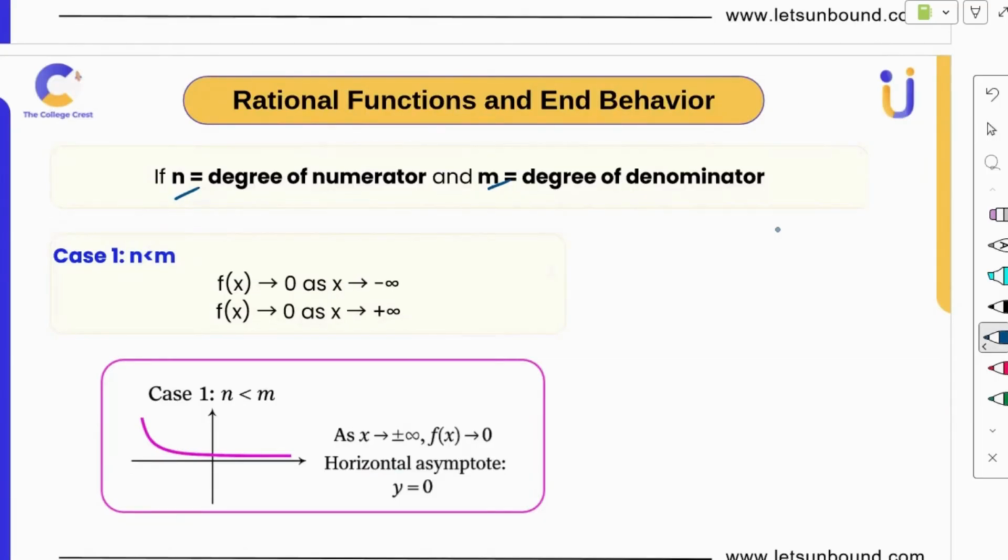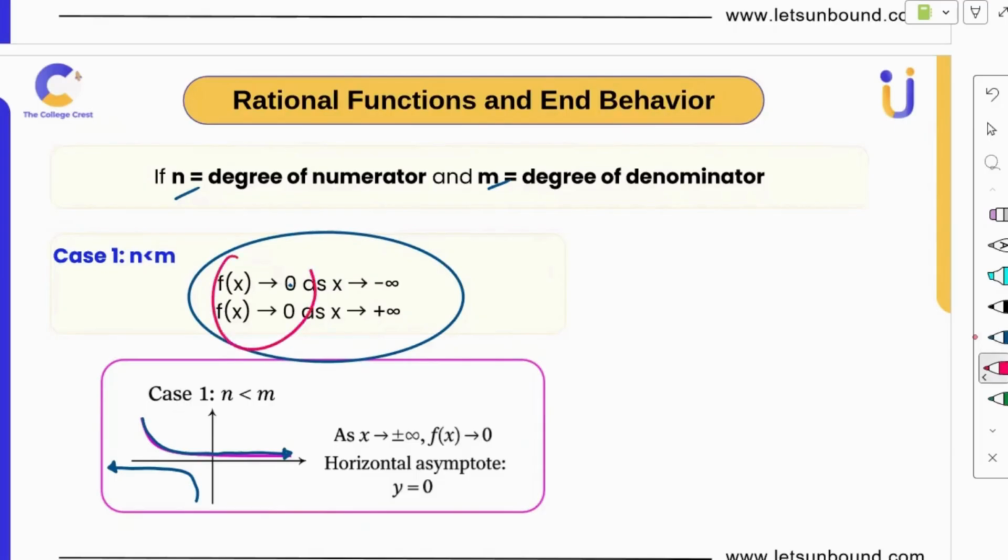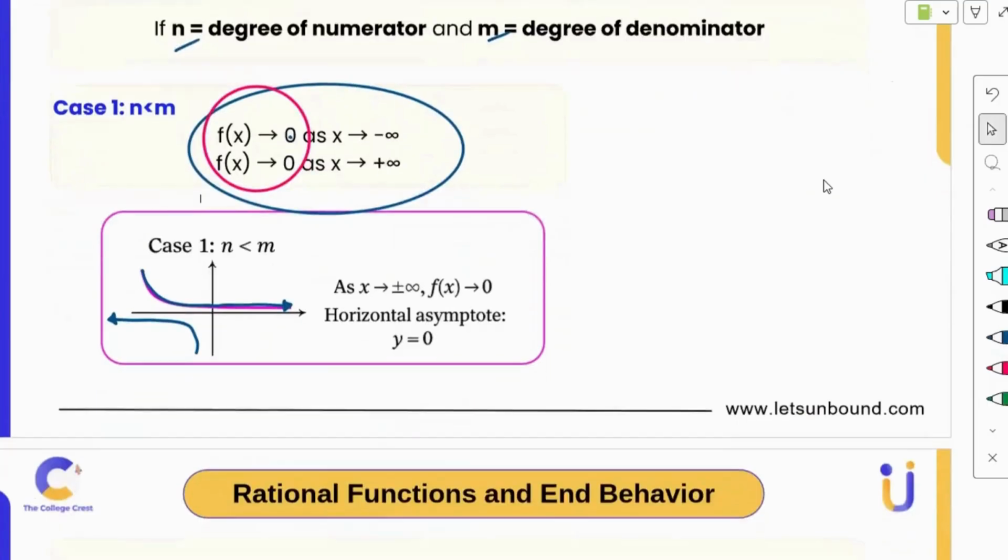So case 1, n less than m. What if your numerator has a lesser degree? This is a fixed end behavior. F of x approaches 0 as x tends to negative infinity, and F of x approaches 0 as x tends to positive infinity. This is how it will look: the graph is approaching the x-axis. It's not exactly equal to it, but it approaches. Maybe this side it will go like this. So this is for the case where the numerator's degree is less than the denominator's degree. It will tend to 0 at both ends.